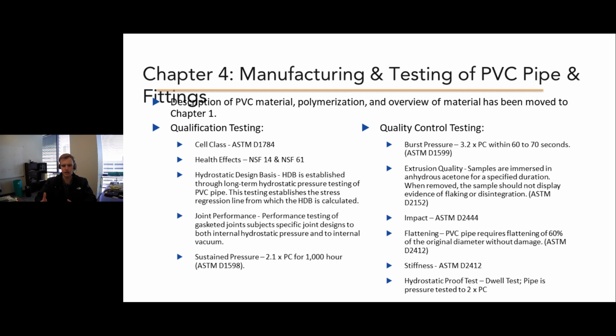The impact testing, that's kind of self-explanatory. Generally, a metallic cylinder is dropped from a specified height on a ring cut out of pipe, and it's ensured that no cracking or damage occurs. Flattening. The flattening test requires PVC pipe sections to be flattened to 60% of the original diameter without any damage.